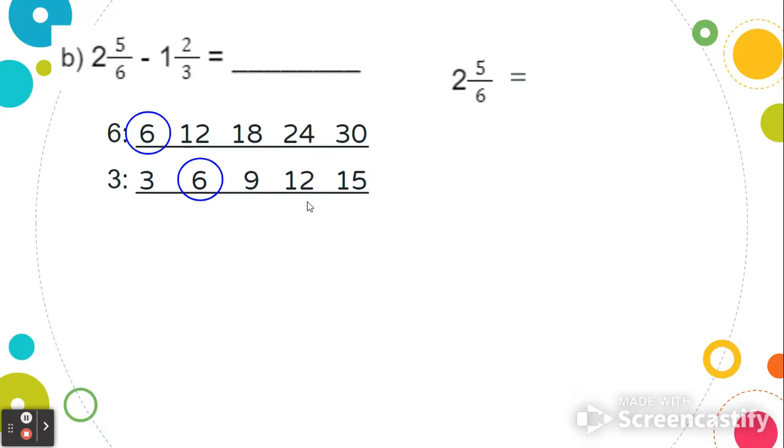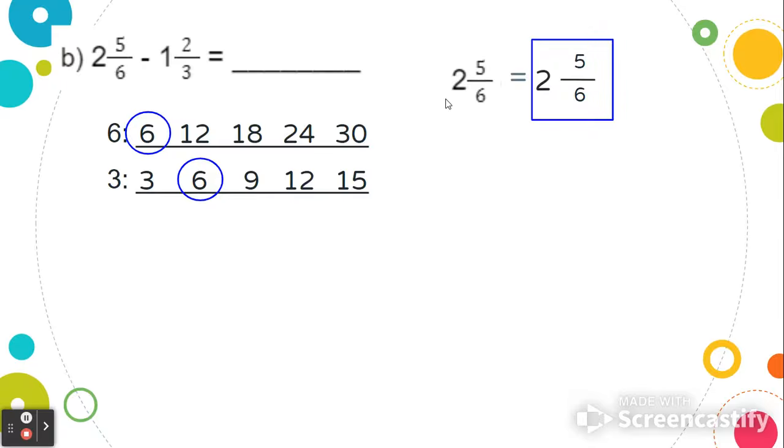With 2 and 5/6, you'll notice that the denominator is already 6. So we can just rewrite this, keeping the same denominator of 6. Since the denominator stays the same, our numerator will stay the same. Our whole number in the front, 2, always stays the same. 2 and 5/6 is equal to 2 and 5/6.